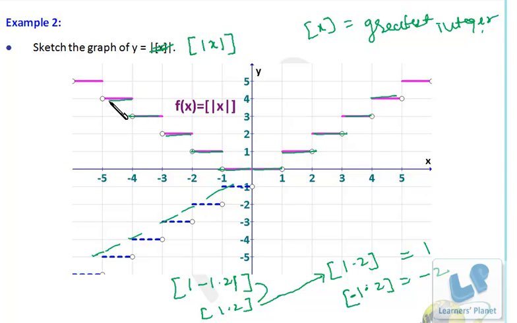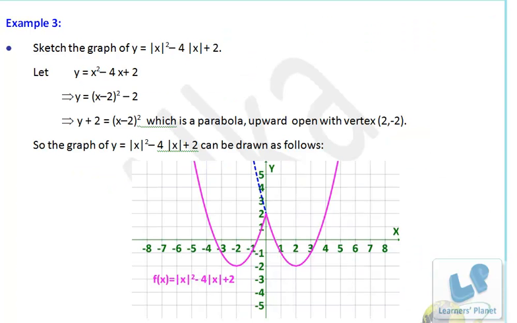Okay, so it's very simple to convert a box function into its modulus function. Now friends, let's discuss this graph. That's modulus of x square minus 4 mod x plus 2. For that we need to draw this graph, that is x square minus 4x plus 2.